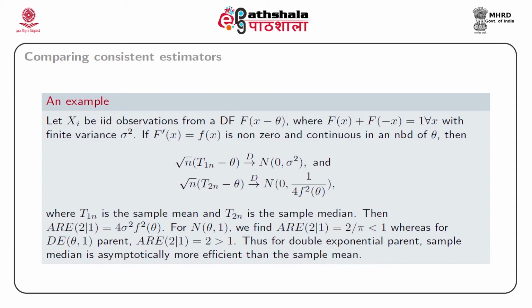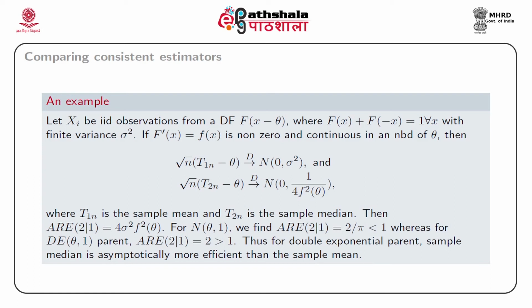If the first derivative of F, that is small f of x, is non-zero and continuous in a neighborhood of theta, then it can be shown that the large sample distribution of T1n is normal with mean 0 and variance sigma square, and the large sample distribution of T2n is again normal with mean 0 but with variance 1 by 4 times f square theta, where T1n is the sample mean and T2n is the sample median. Then the asymptotic relative efficiency of the second estimator as compared to the first estimator, that is ARE 2 given 1, is 4 sigma square multiplied by f square theta.